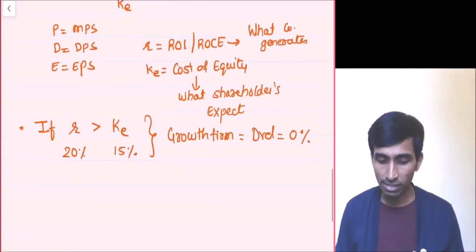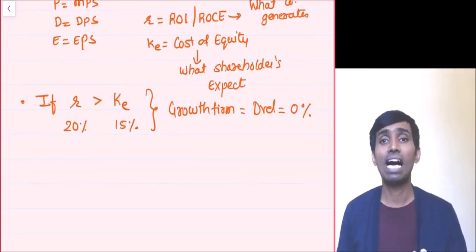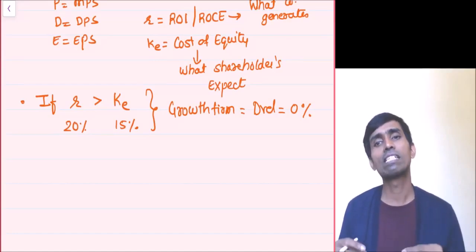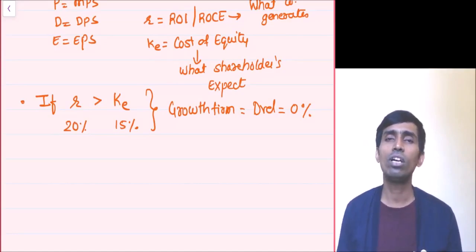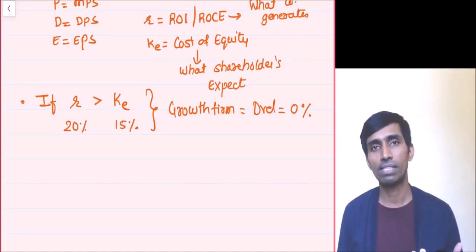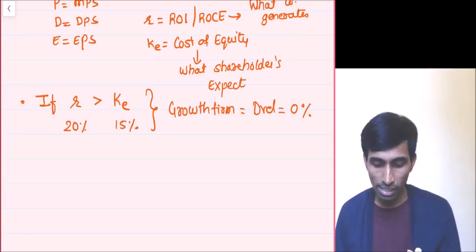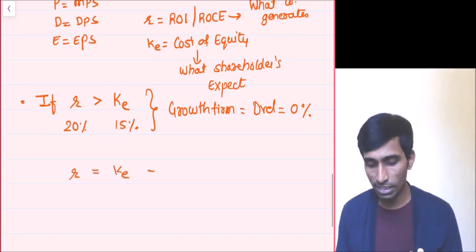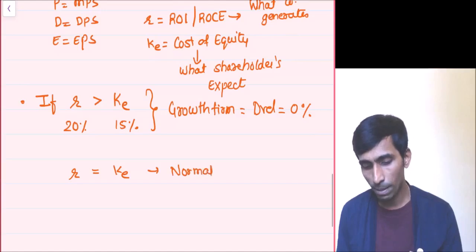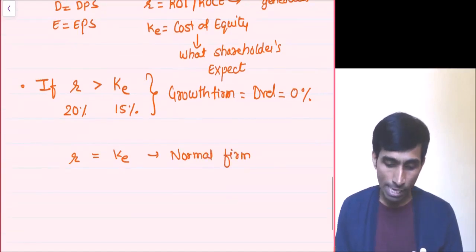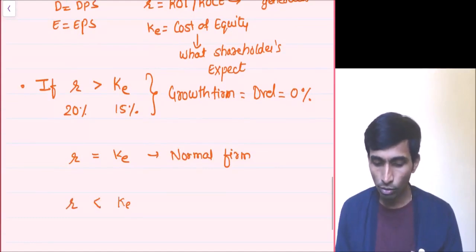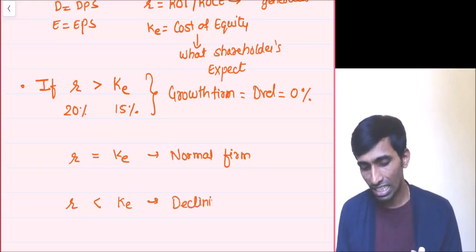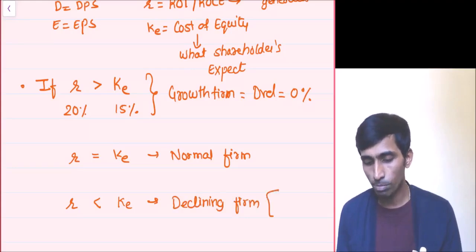Now understand, R greater than K means what? What the company is generating is 20%, what the investor expects is 15%, then it is called a growth firm. And the dividend is 0%. If R, what the company is generating, is equal to K, then it is a normal firm. And if R is less than K, that means the company is not generating that much return, then it is called a declining firm. Then you should pay 100% dividend.